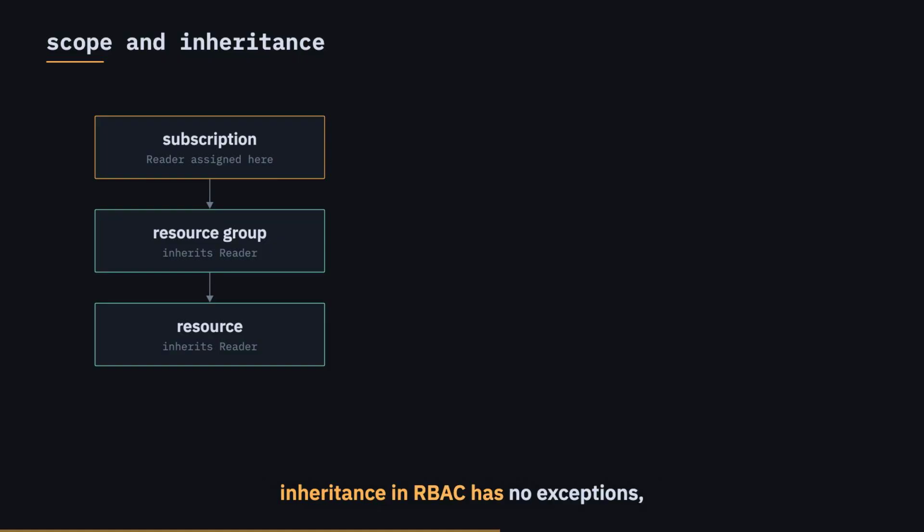Inheritance in RBAC has no exceptions, so the only lever you have is choosing the right node in the first place. The standing advice, and the exam's favorite correct answer, is least privilege: the narrowest role at the lowest scope that still covers the need. Access for one application's resources belongs on that resource group, not on the subscription.